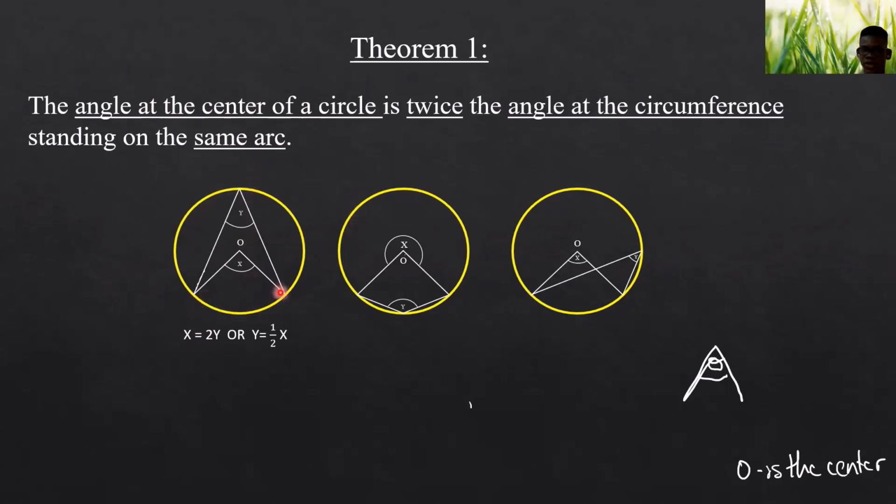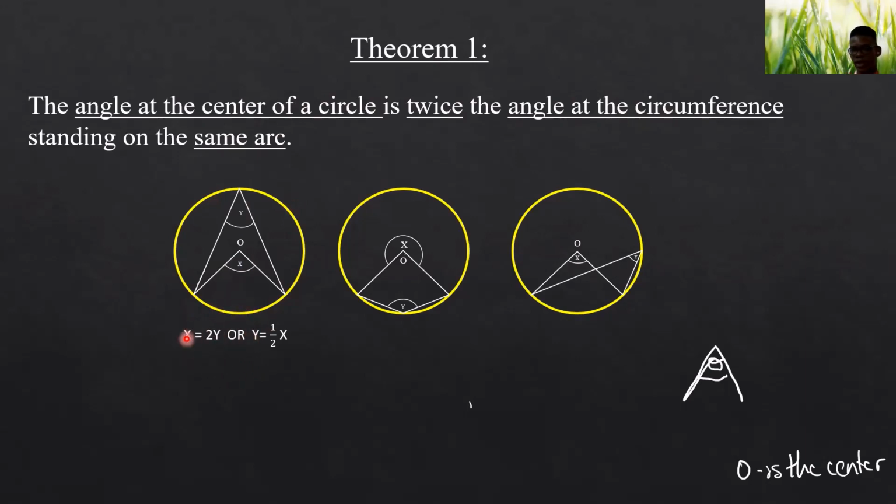Of course, provided that they're standing on the same arc. If they're not, then this theorem is null and void. So these criteria need to be met. One needs to be at the circumference, one needs to be at the center, and they must be standing on the same arc. That's the portion of the circumference that they're connecting to. Good. So once that's satisfied, we can use this theorem.